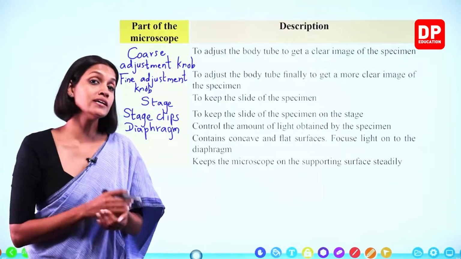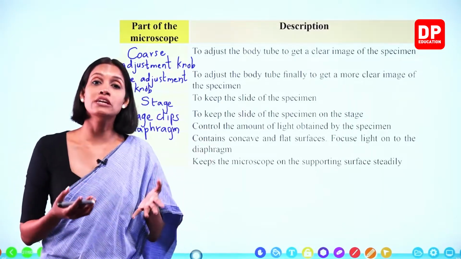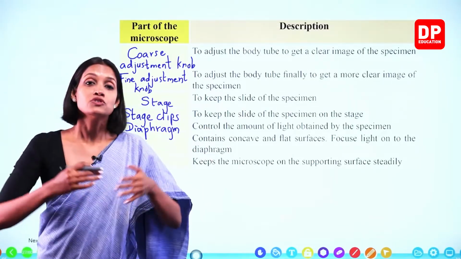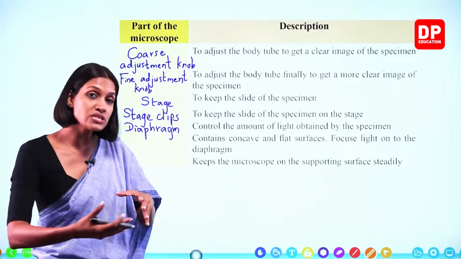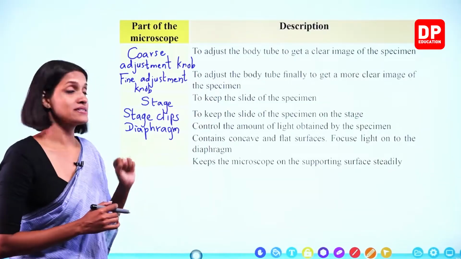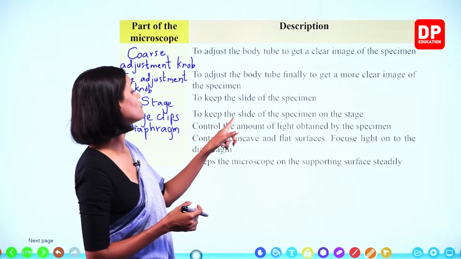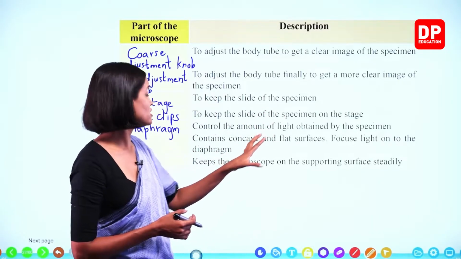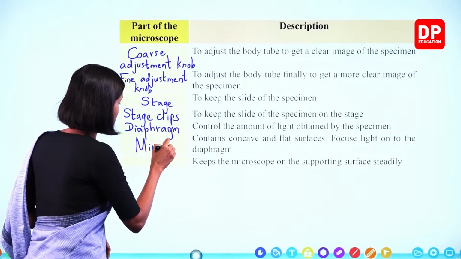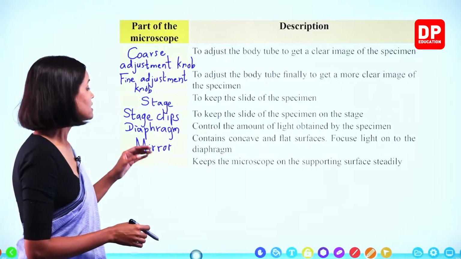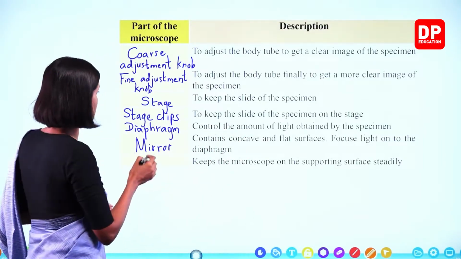Now you all know that in order to observe a specimen under this microscope, we need the help of a light beam. So light is directed towards the specimen, towards the lenses, using the mirror. That is because mirrors can reflect light, okay? So it contains concave and flat surfaces, focuses light onto the diaphragm, that is the mirror. And finally, keeps the microscope on the supporting surface steadily, that is the base.